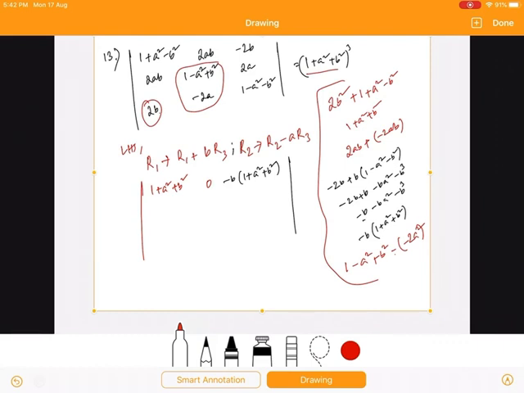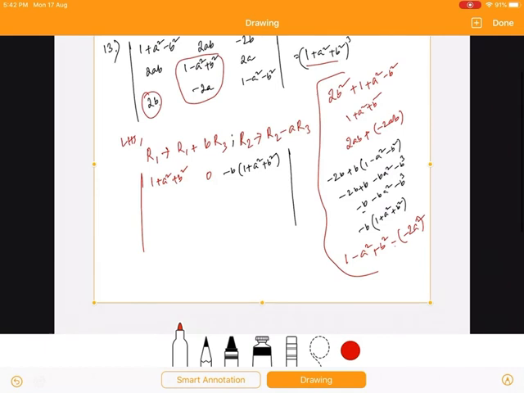So if I do this operation, what do I get? First thing, look here. R2 is 2ab, right? R2 is 2ab minus aR3, minus 2ab. Yes or no? That's right. So this one is 0. And this one we already found out. It is 1 plus a square plus b square.